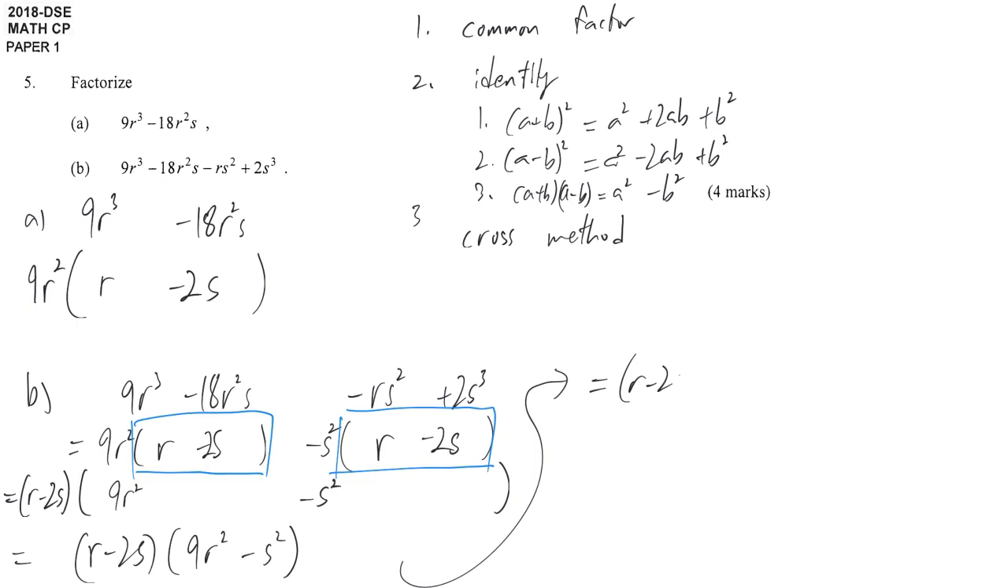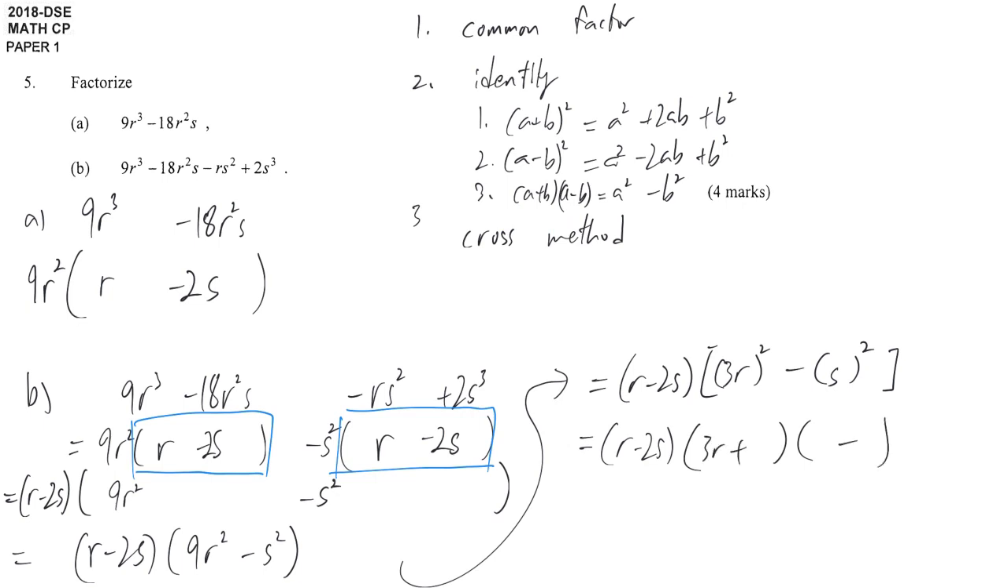This is R minus 2S, and then what inside is something square minus something square. What inside will give you 9R squared, then you put 3R. What R square will give you S squared is just simply S. So after that, we follow the identity that we already memorized. It should be something plus something times something minus something. So I prepare the bracket first, something plus something, something minus something. Write down the first item, write down the second item.